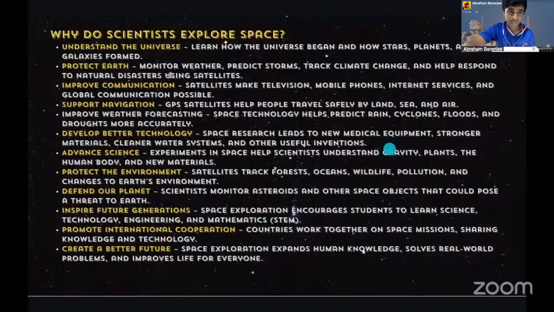Now I want us to understand, why do scientists explore space? Scientists explore space to understand the universe, to understand how to protect Earth from asteroids, to improve communication, support navigation, and develop better technology. Most of the cameras and equipment that you use have developed because of space technology. It advances science, it protects the environment, and it defends our planet. There are continually people tracking objects that could harm our planet.